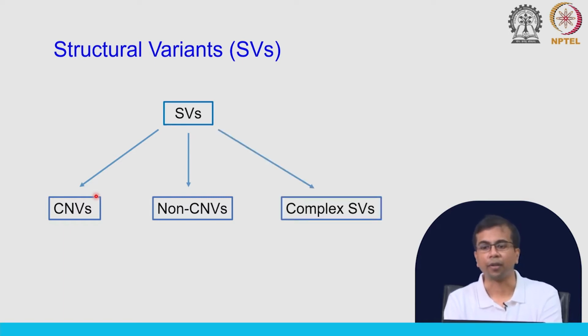And then you have some complex SVs or complex structural variants. They can be a combination of these non-CNV SVs or CNVs as well. They are combinations of the CNVs, non-CNVs, or different combinations of non-CNV SVs as well. Okay, so we call them complex SVs.